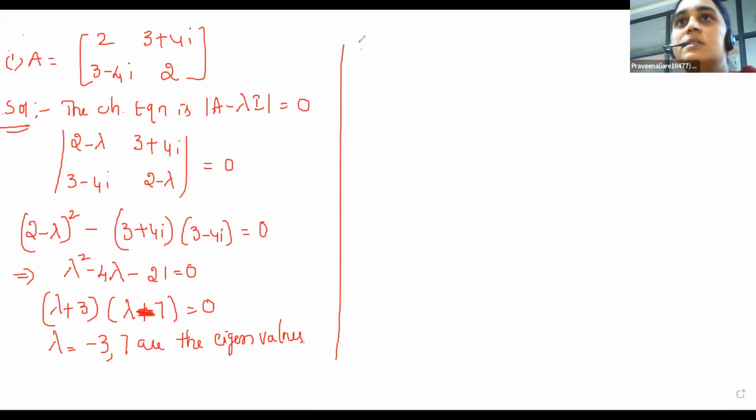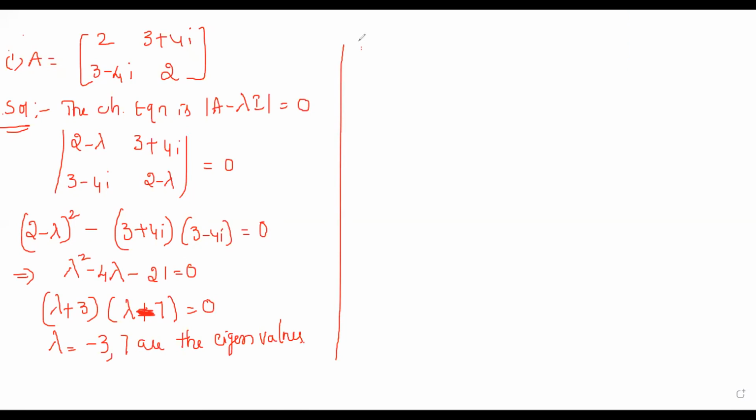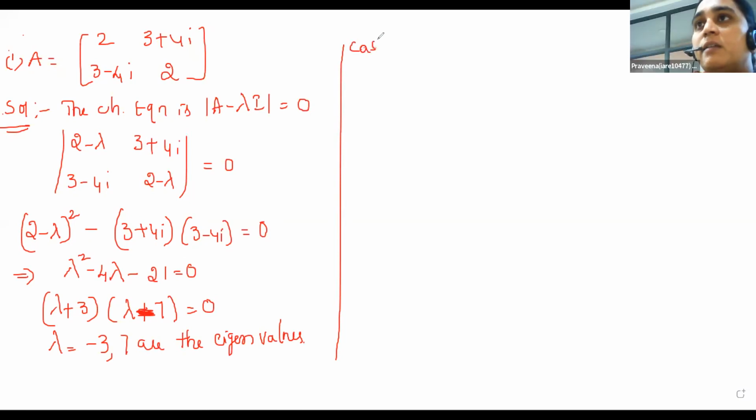Okay? This is the first part. Next, see here whether the eigenvalues are complex numbers or real numbers. Real numbers. Okay, then for case 1, if lambda is equal to minus 3, then find the corresponding eigenvector.